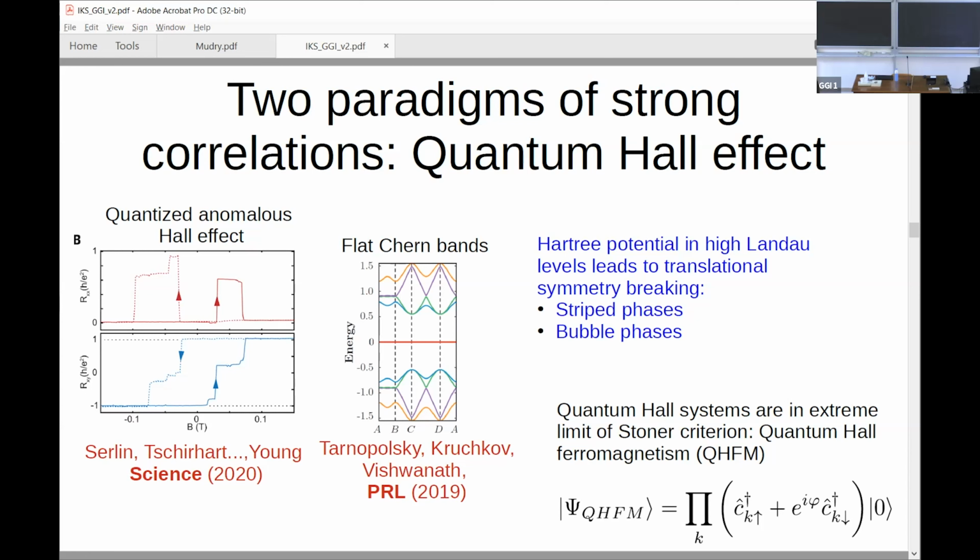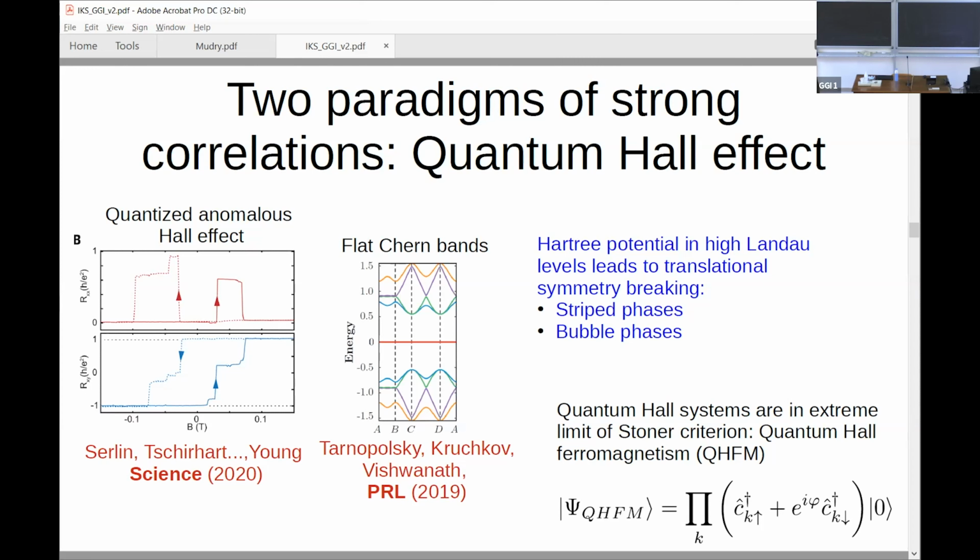So these states look something like this. K is just some momentum label, and the arrows are some pseudospin. And so typically, you end up with these quantum Hall ferromagnets when you've got some sort of pseudospin degree of freedom, where this is a ferromagnet where phi is just the angle in the xy plane in which these pseudospins are aligned.